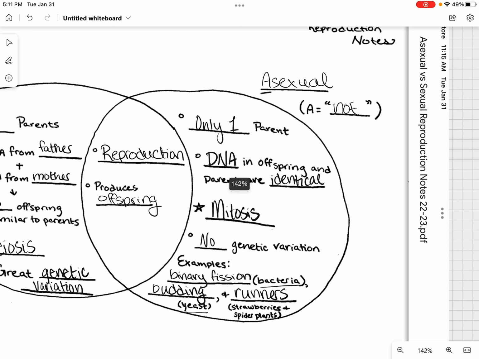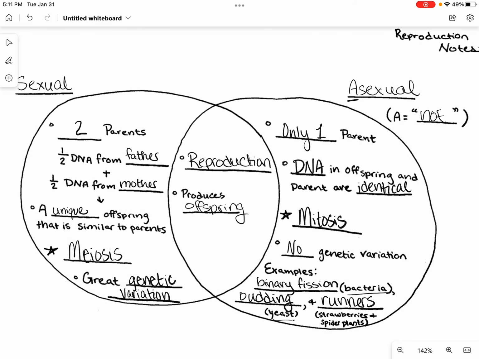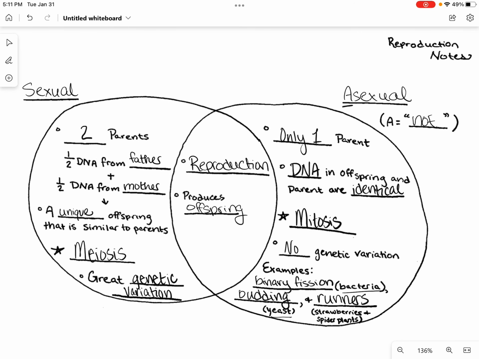I'm going to zoom out on this Venn diagram in case you need to fill anything else out. You can pause the video here. Please ask me if you have any questions about these two types of reproduction. And then when you're finished filling out this Venn diagram, it needs to go in the section of your binder with the rest of your notes.